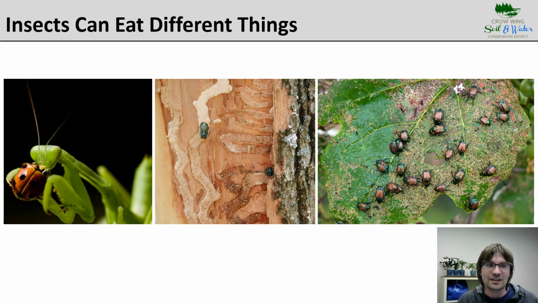Another interesting thing about insects is that they can eat different things. Most commonly, insects eat leaves, rotting material, wood, or sap. On the left here we see a praying mantis, which even eats other bugs. In the middle here we see an insect that eats wood, and on the right we see a beetle that's eating the leaves of a tree.